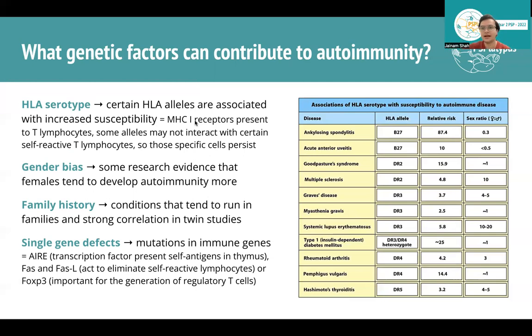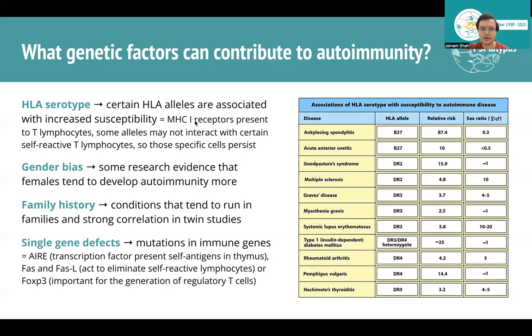And also there's what they say here is a sex ratio. So in other words, some conditions would tend to be more common in males, some conditions more common in females. So that's gender bias. But overall, it seems to be that most autoimmunities develop in female patients more than male patients.